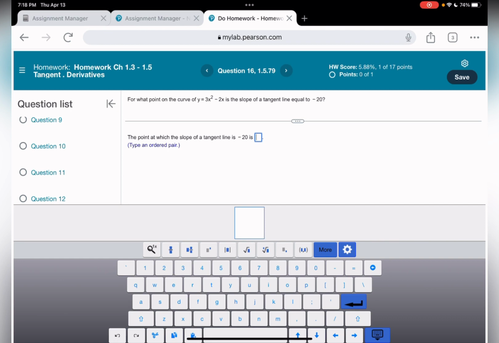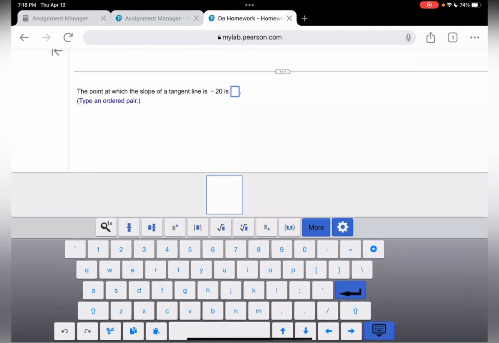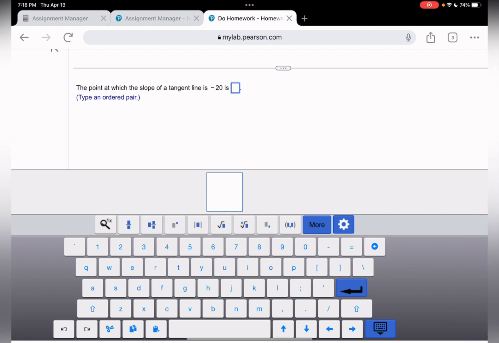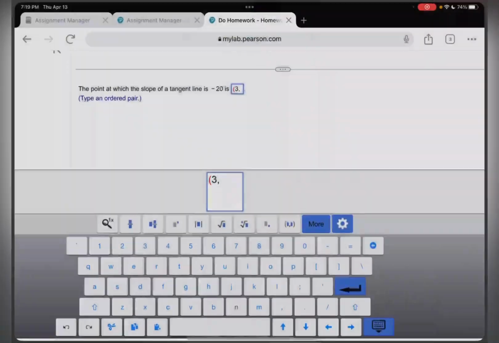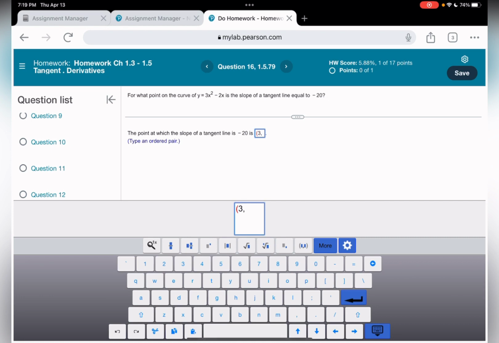Put parentheses. Negative 3, comma, 33, and we are closing the parentheses.